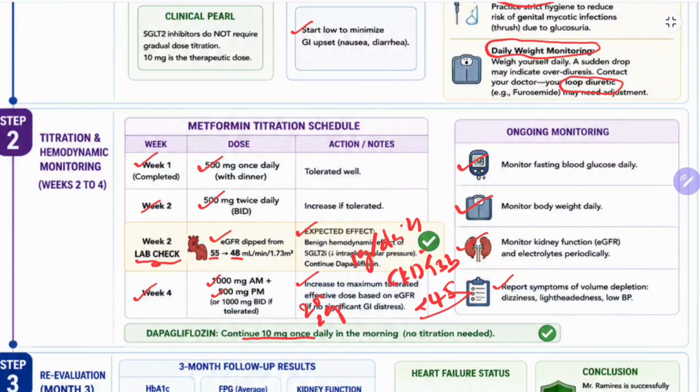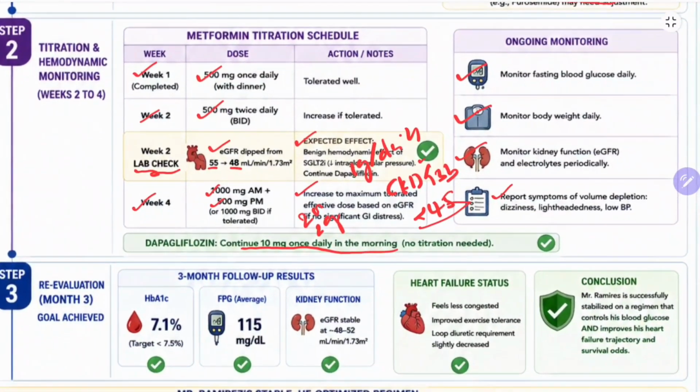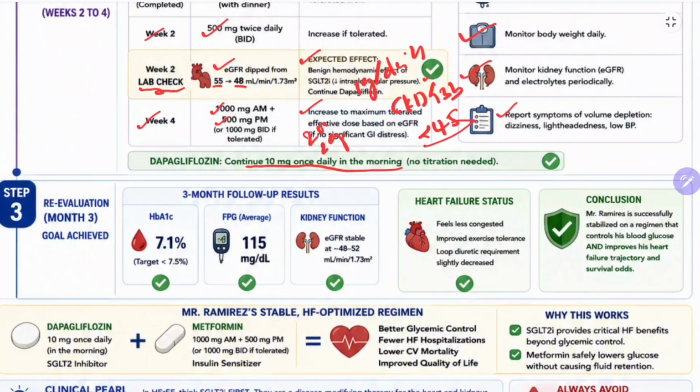Now continue 10 mg once daily in the morning. No titration is needed, as I said. So SGLT2 inhibitors do not require any titration. One thing is, in the second week you should measure eGFR, because there is an expected drop in eGFR, less than 20%. Okay, so in the third month you do all the investigations now to see whether the goal is achieved.